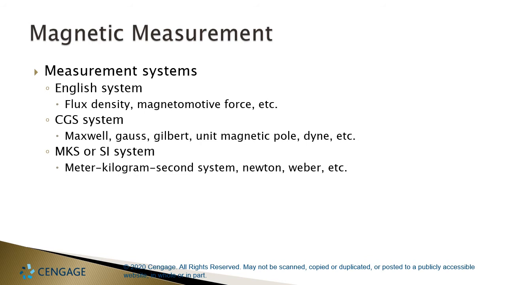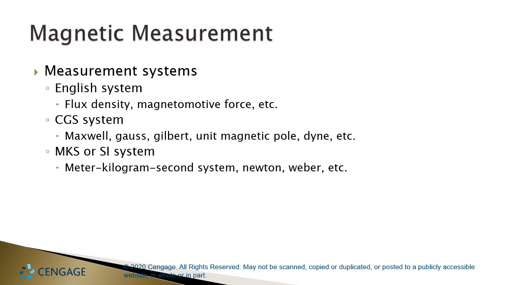In terms of the English system, we use quantities like flux density, magnetomotive force, etc. The book gets into some details and defines these. We also have a CGS system. CGS stands for centimeter gram second. These quantities like the Maxwell, Gauss, Gilbert. We have a unit magnetic pole, dynes used for force. Again, some details of this you can find in your textbook.